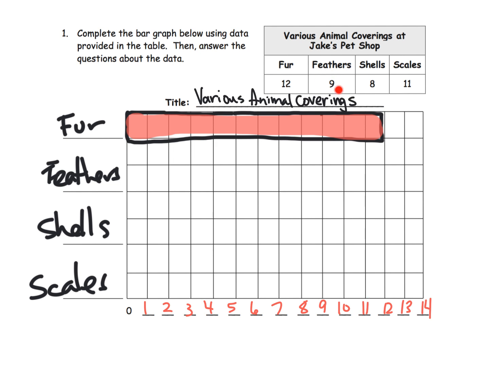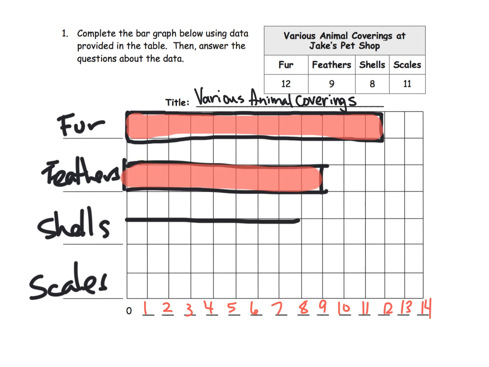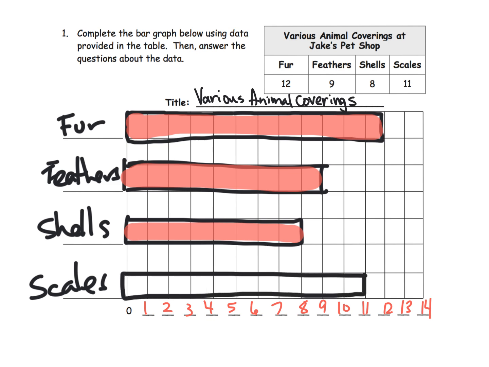So anyway, so now we've got 9 feathers. So we're going to go to 9. So here's my 9, and so I'm going to just kind of speed it up a little bit. There's my 9, and let's shade that in. And then our shells is 8. So now I want 8. So there's my 8 right there. And then lastly, scales is 11. So I'm going to go to 11 right there. And so there is our bar graph.